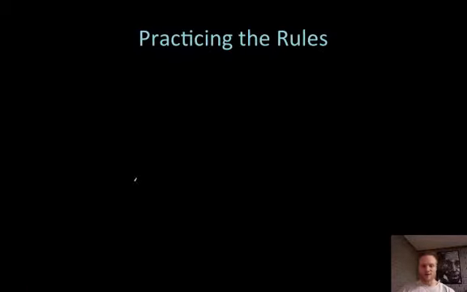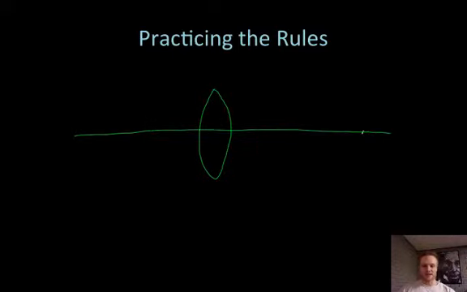So I'm going to set up my converging lens, or draw one, I should say. So here it is, and I'm going to draw my principal axis, and I'm just going to make this up. Here's a focal point, and here's a focal point. And we'll say here is my object, again represented by an arrow.